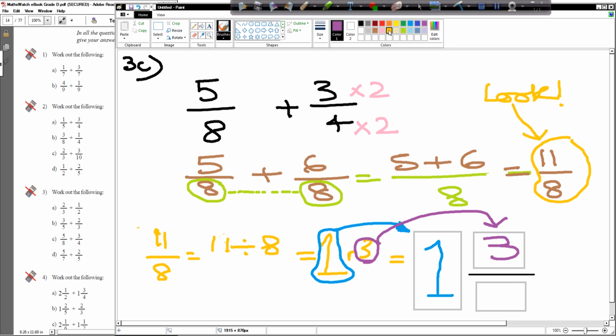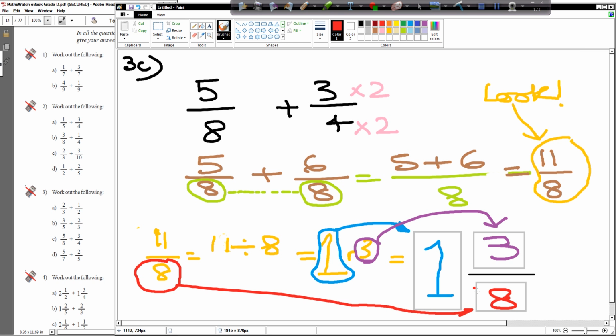Okay, next. Let's pick a color we haven't used yet. Next, the bottom number from the fraction, the 11 eighths. Where does that go? At the bottom. So 11 divided by 8 is 1 remainder 3. The 1 goes at the front. The remainder goes on the top. And the original bottom number goes on the bottom. So everything has a place to go to.